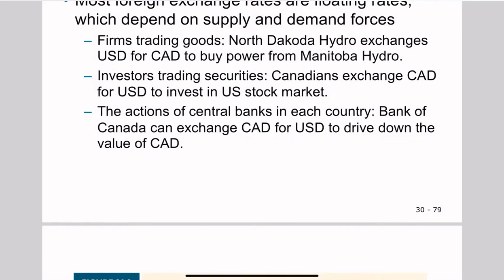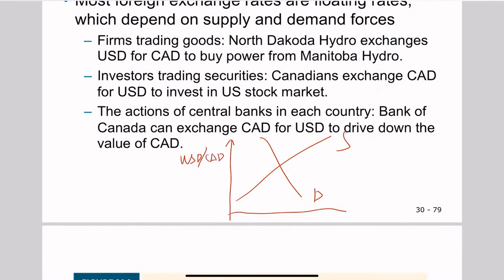Okay, the first case, firms trading goods. So let's say North Dakota Hydro exchanges USD for CAD to buy power from Manitoba Hydro. In this case, North Dakota Hydro is an importer, so it needs Canadian dollars to buy power from a Canadian firm. And we understand from our economics courses that price is determined by supply and demand. This is also true for exchange rate because, as I said, exchange rate is essentially a price. So let's use supply and demand to understand exchange rate. Let's say the vertical axis gives us the exchange rate, which is essentially the price for Canadian dollars, and the horizontal axis gives us the quantity of Canadian dollars.